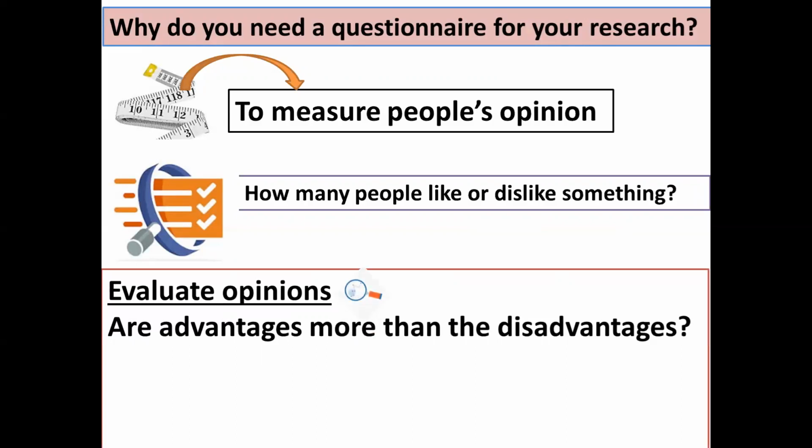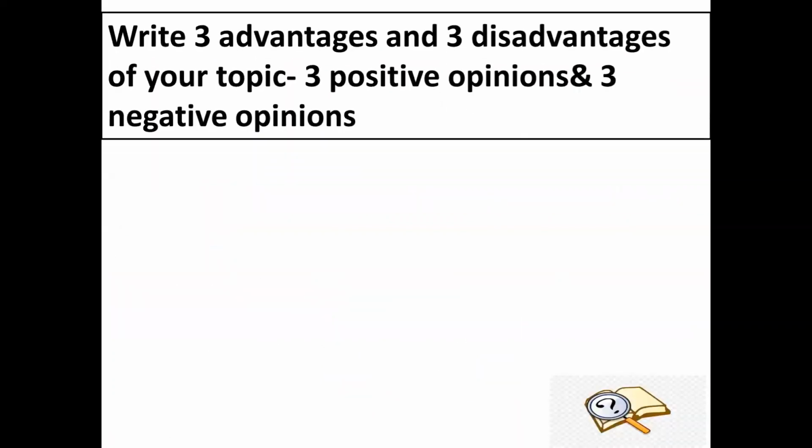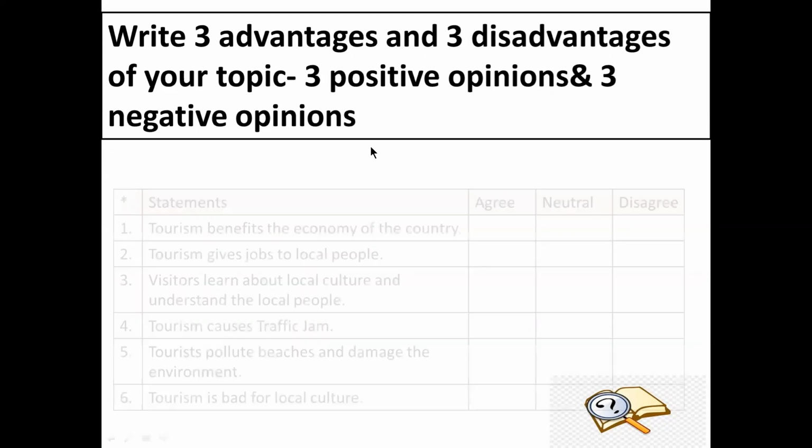So you evaluate the opinions of people. Think about the people's responses. Are advantages more than the disadvantages? So you evaluate the advantages and disadvantages. Okay, so in your questionnaire, write 3 advantages and 3 disadvantages of your topic. 3 positive opinions and 3 negative opinions.